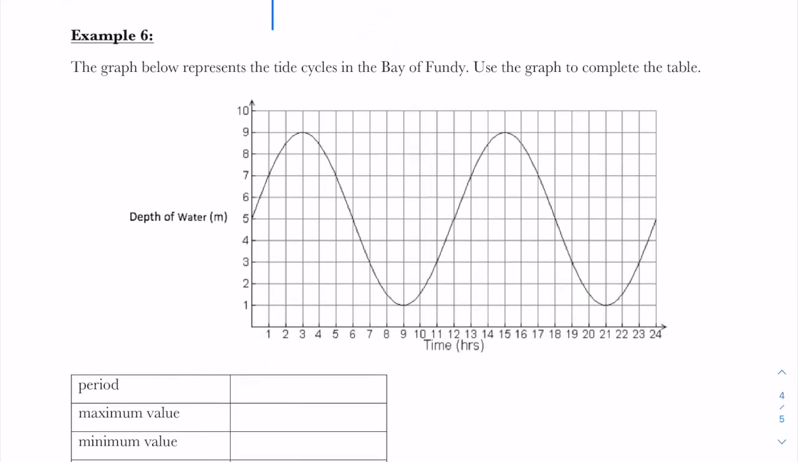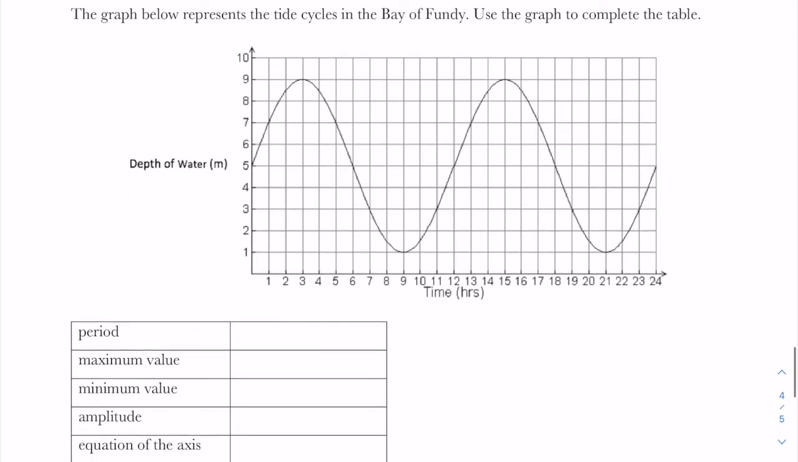And last but not least, we have a slight application question here. If the graph below represents tide cycles in the Bay of Fundy, let's use the graph to complete the table below. First question, what's the period of the graph? Well, to me this looks like a sine function, or maybe a cosine function, depending how you look at it. So I see a sine function hiding right over here.